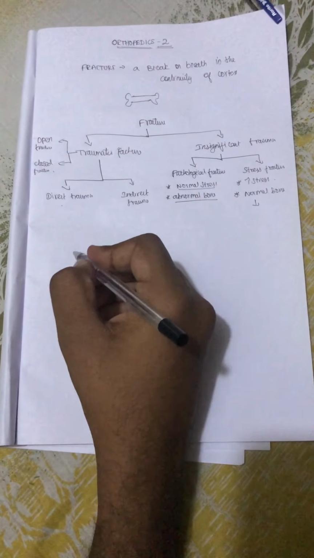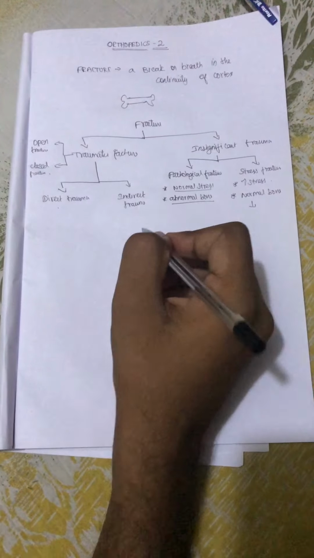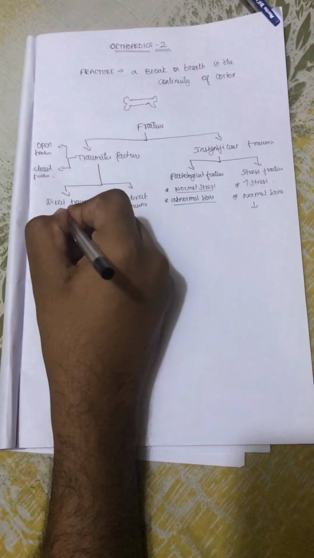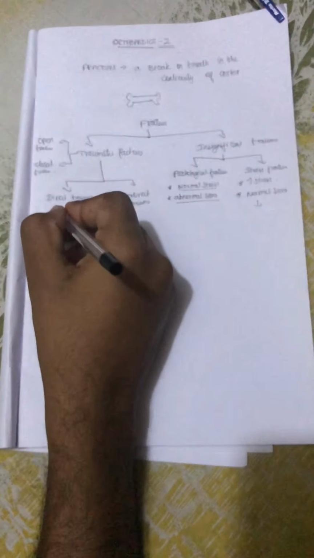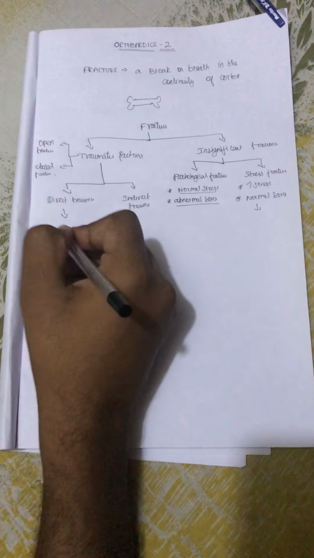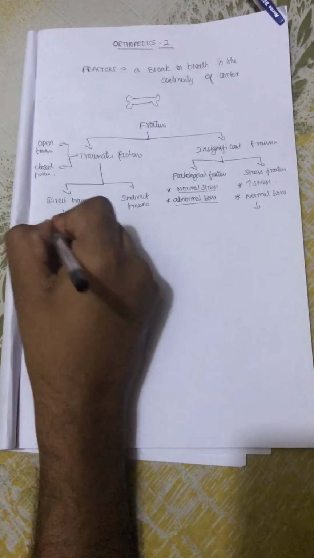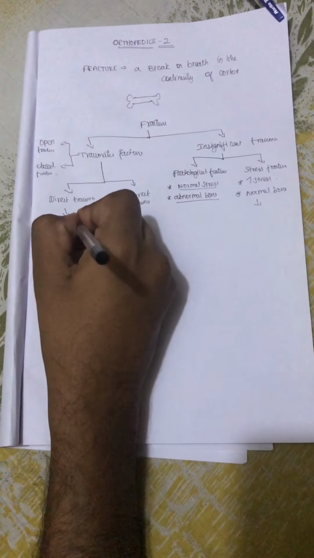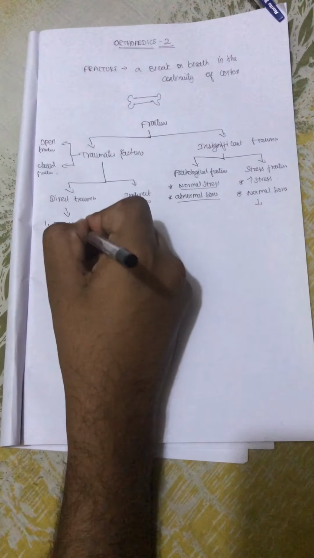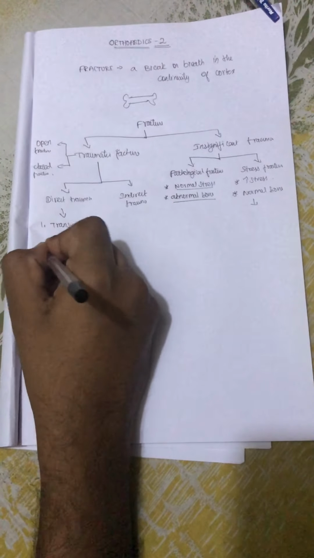First we'll go with the direct and indirect trauma definitions. The fractures which come under direct trauma are transverse fracture and comminuted fracture.